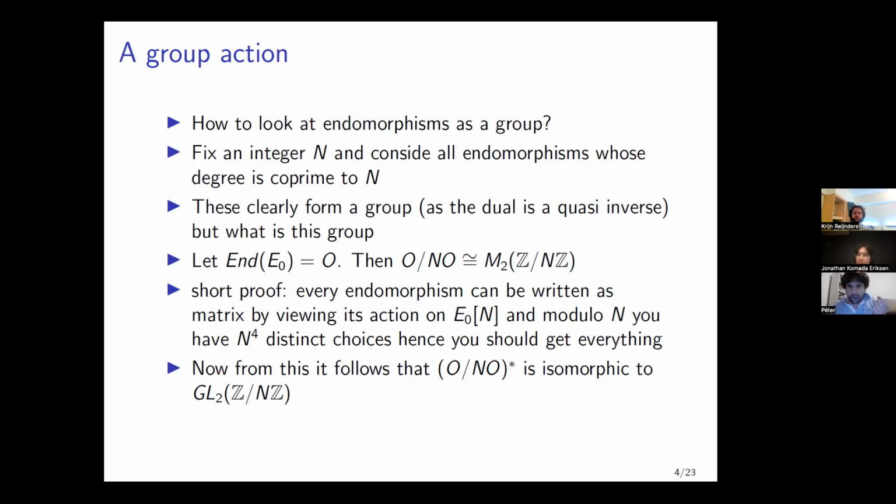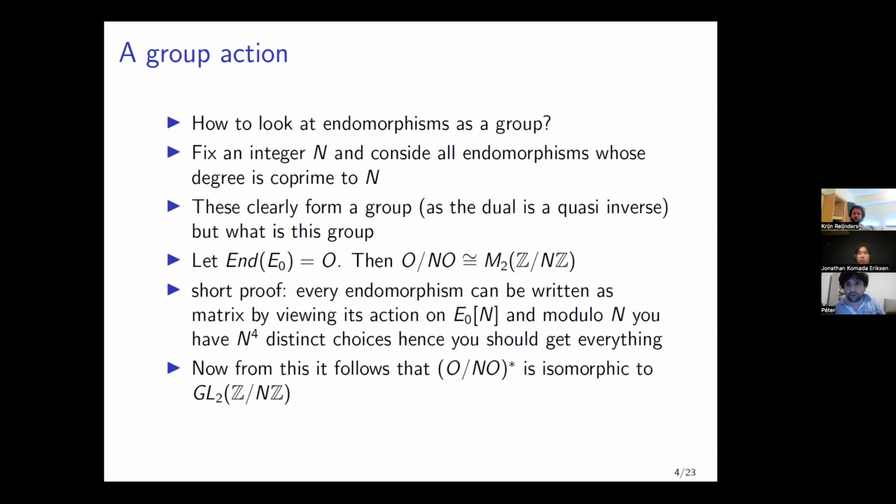Basically, the thing comes from the fact that endomorphisms are a rank 4 lattice. So modulo n, you have n to the 4 choices, and really the choices only matter for every coefficient modulo n. So you really just get n to the 4 distinct matrices, and luckily that's the number of matrices that you have. So this is more or less the proof of this fact.